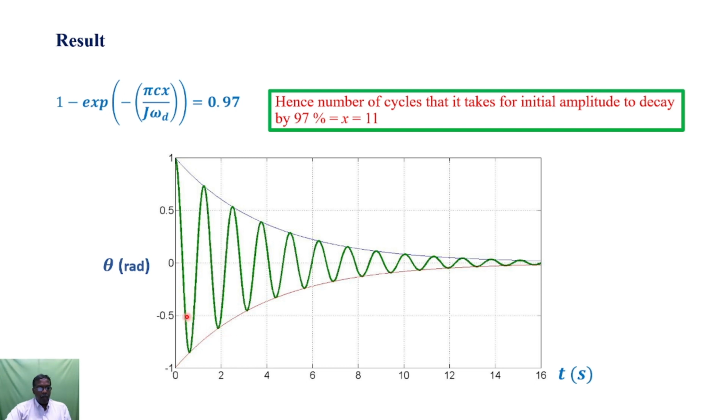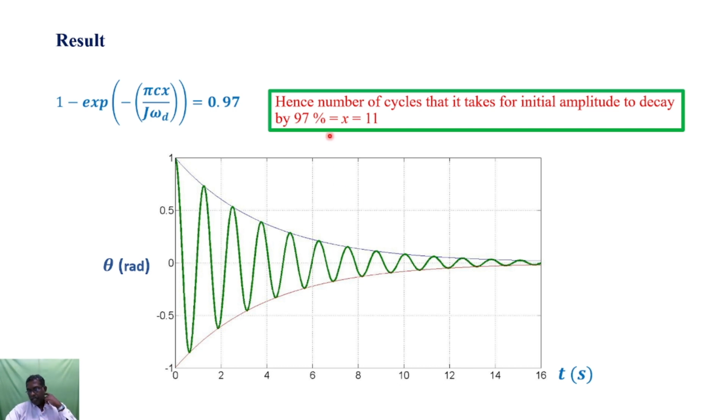That is, it takes 11 cycles: 1, 2, 3, 4, 5, 6, 7, 8, 9, 10, 11. So after 11 cycles, the initial amplitude, that is 1 radian given here, is reduced to 0.03 radian, that is 3%. Initially 100%, the decay is 97%, final is 3%. If the initial value is 1 radian, the final value is 0.03 radian.